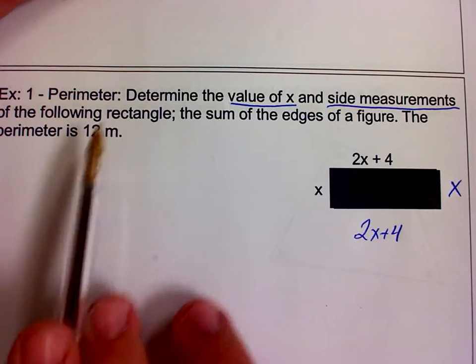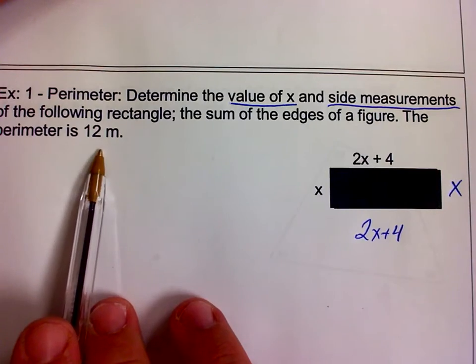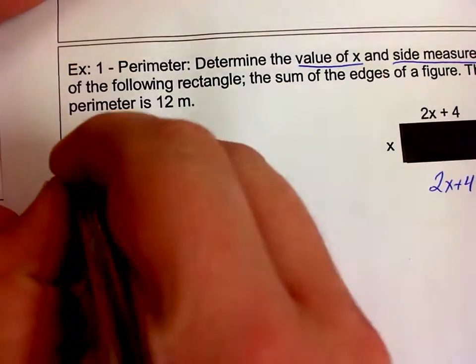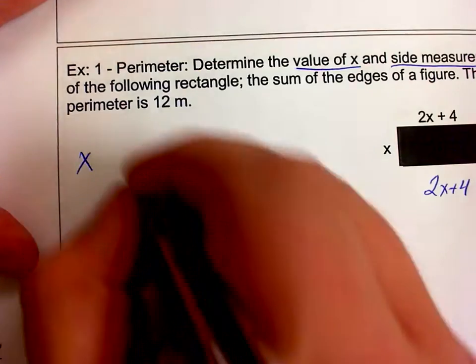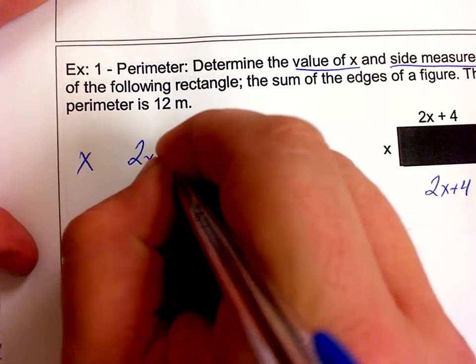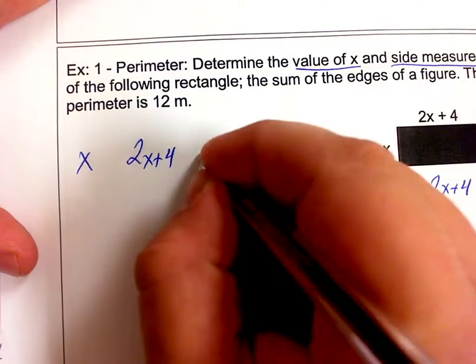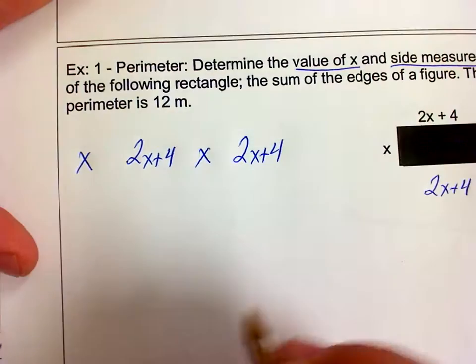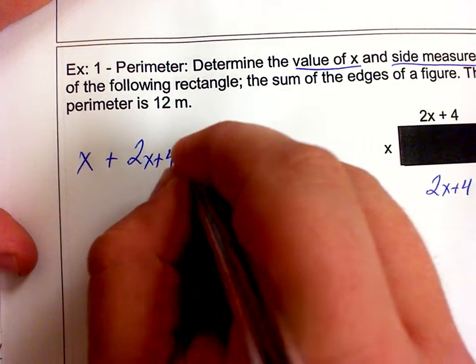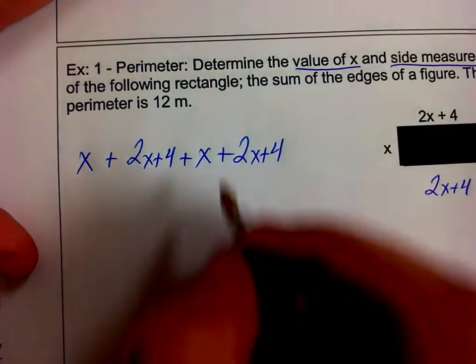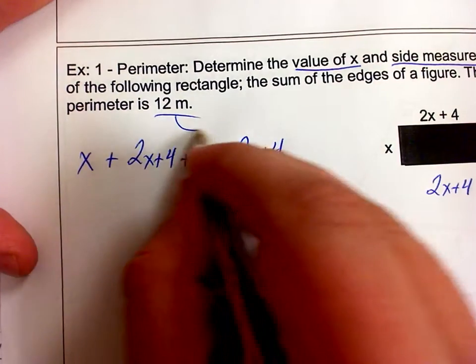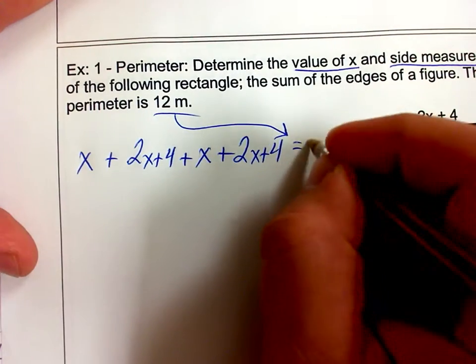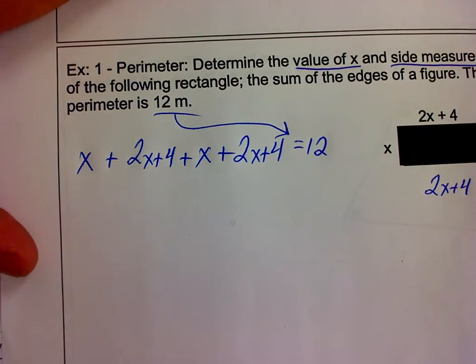Okay? Now that we have an expression for all four sides, we're going to be able to add all four of them together and set them equal to the perimeter that they tell us, which is this 12 here. So we're going to have x. Our next side was 2x plus 4. Our next side was x. Our final side was another 2x plus 4. So once again, we want to add everything together, and we are going to set that equal to what they tell us the perimeter is, the 12 meters.